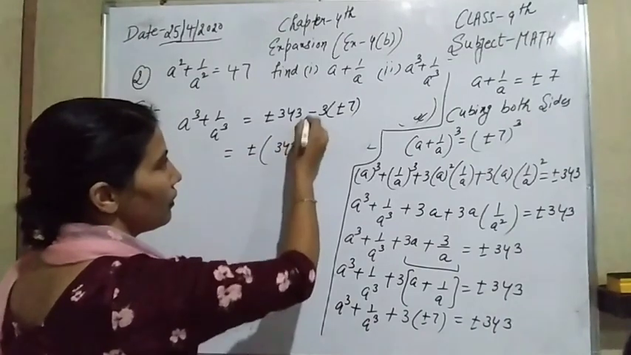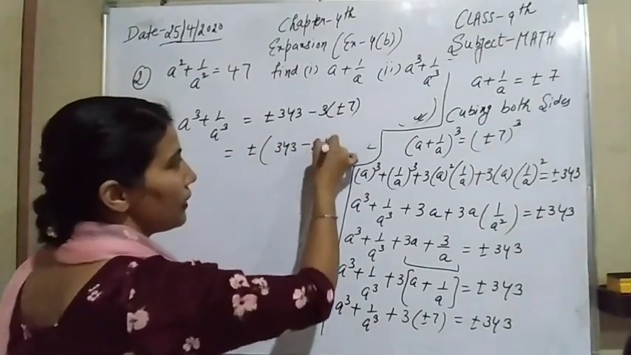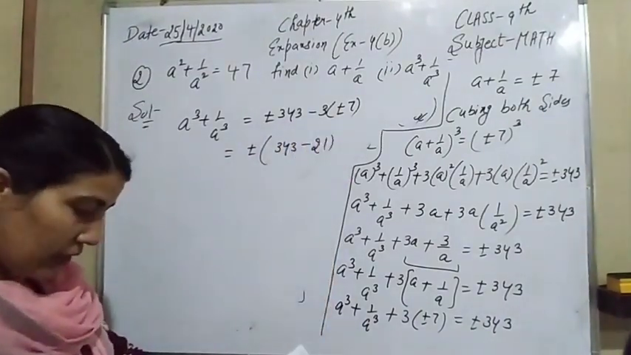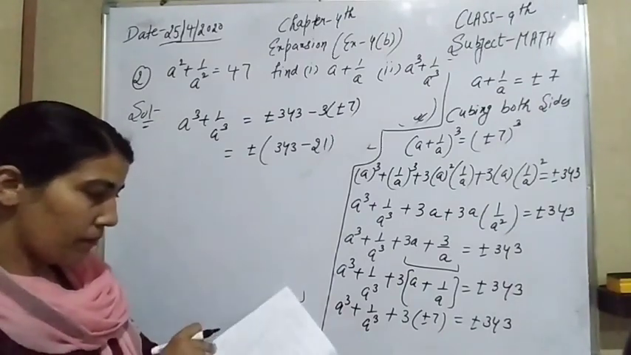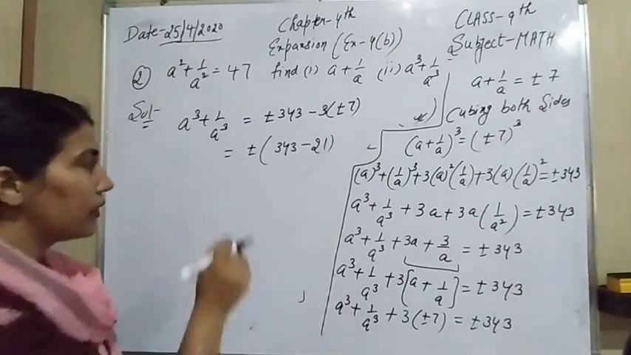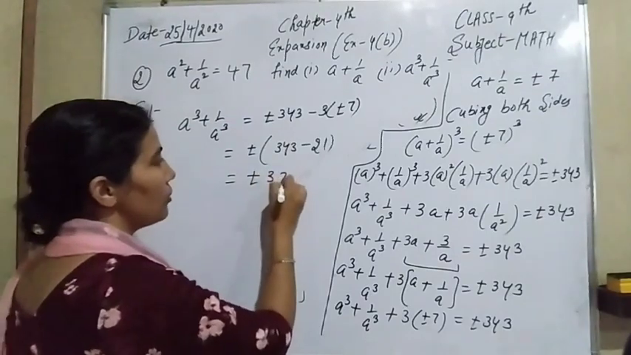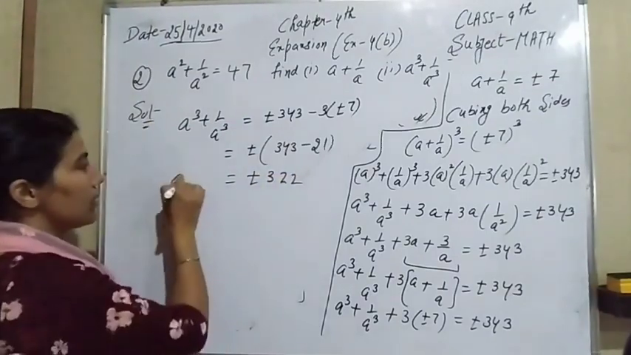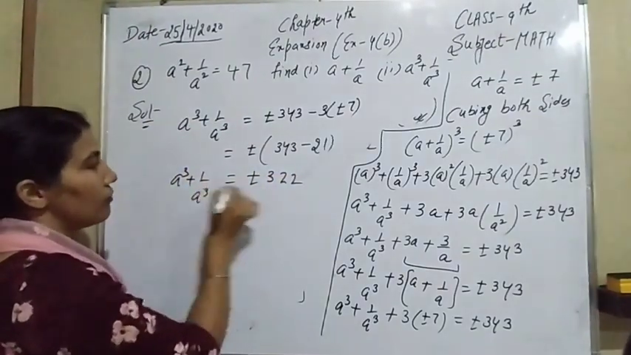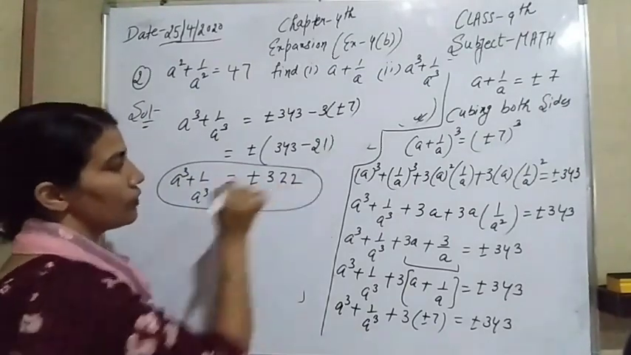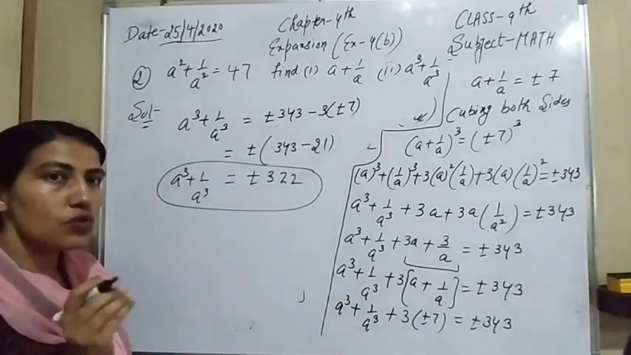So 343 minus 3 sevens are 21. Now whenever you do the subtraction 343 minus 21, you will get the answer 322. That means the value of a cube plus 1 over a cube is plus minus 322.